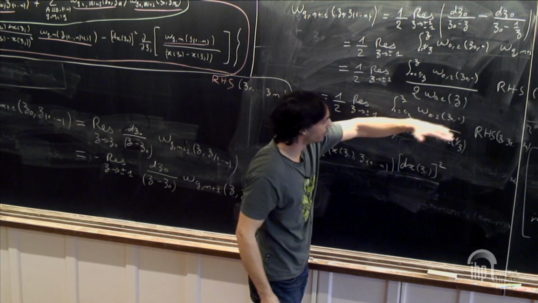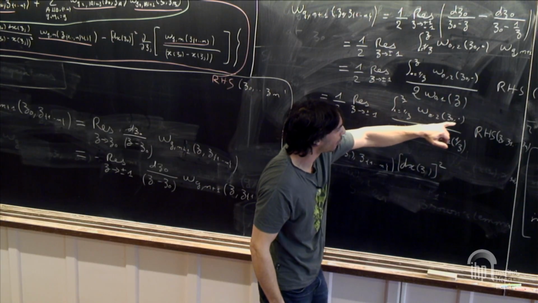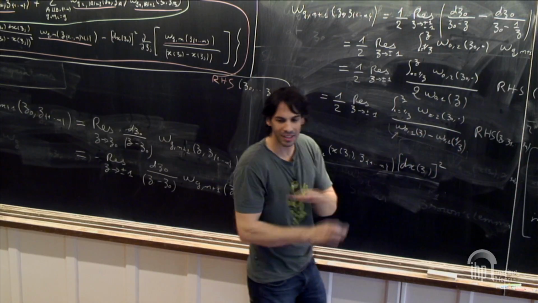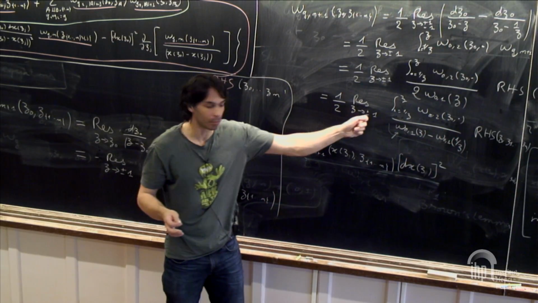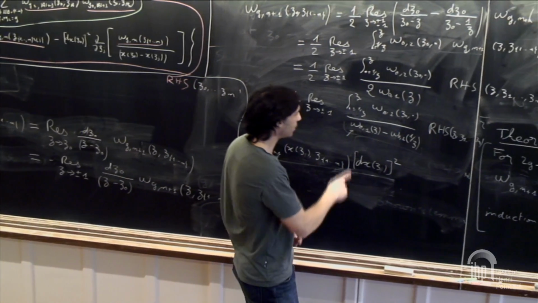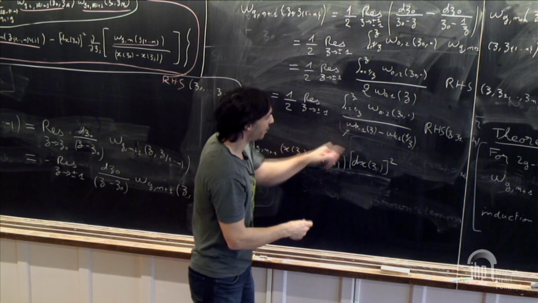So just to remind you, omega 0,2 of z0, z1 has only one pole, and it's when z1 goes to z0. So it doesn't see the branch points plus and minus 1. It doesn't have any particular behavior there. So this has a simple 0, and this has a double 0.